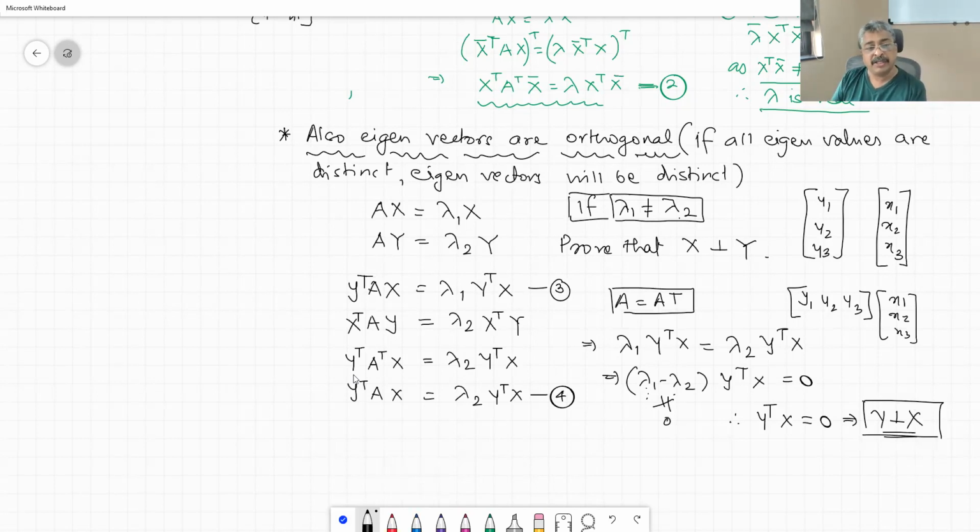This is very simple. I mean, that is what I was mentioning, that multiplying by Y transpose and multiplying by X transpose is doable because X and Y are non-zero vectors. That gives us the LHS the same at both places, in equation 3 and equation 4. Therefore, the RHS must be the same. This is algebra of matrices.